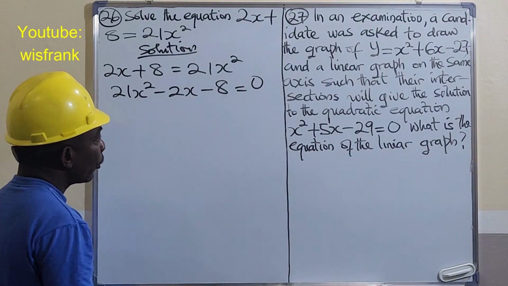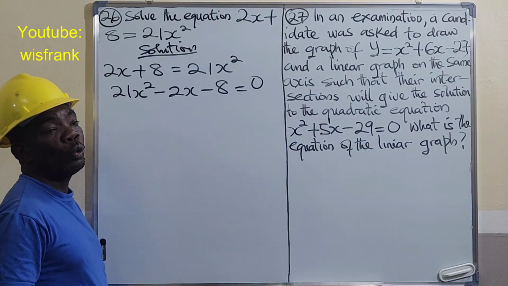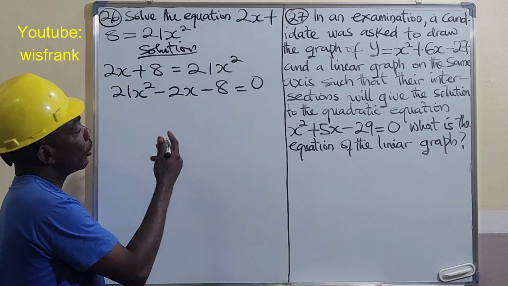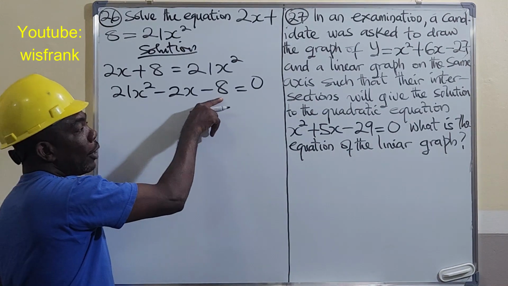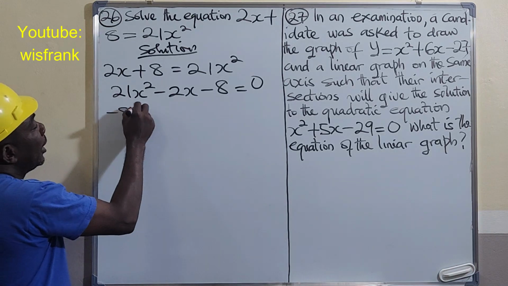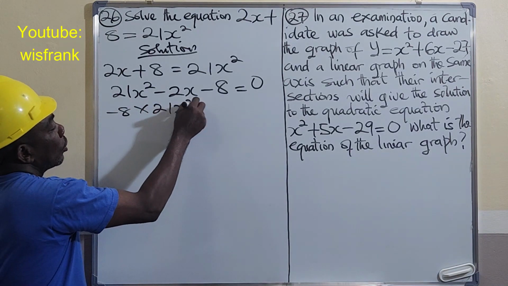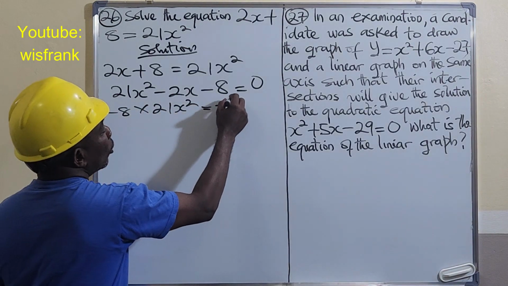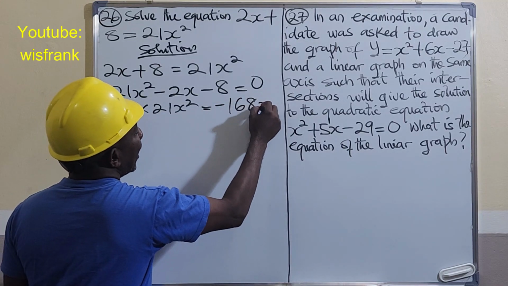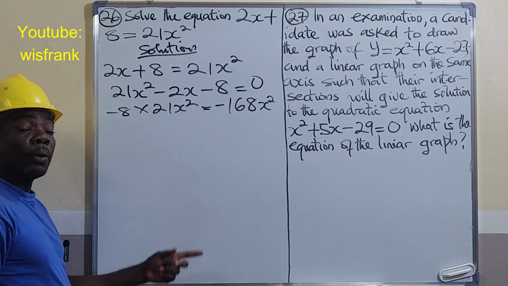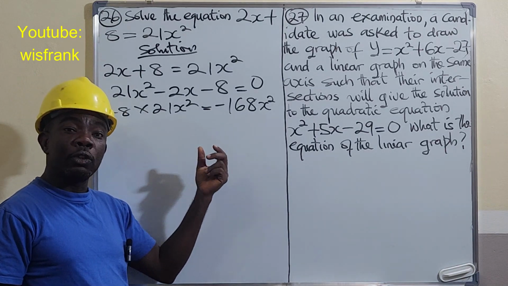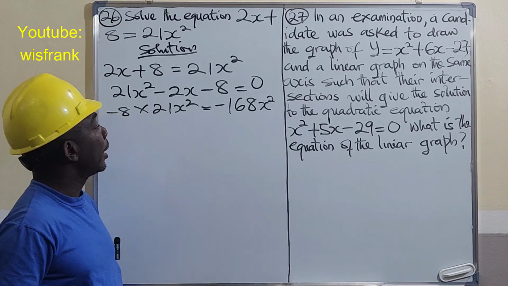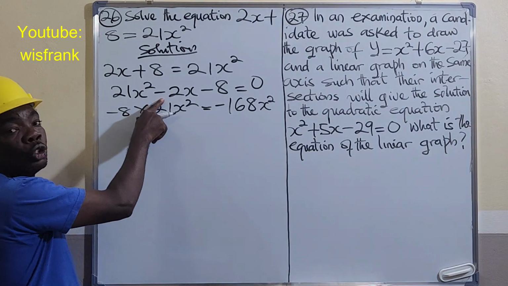So this is a real quadratic equation. And how do we solve this? Let's solve by factorization. By the factorization method, we are going to multiply minus 8 times 21x squared. This will give us minus 168x squared. So now we are going to look for two factors of 168 that, when we add or subtract, will give us minus 2x.